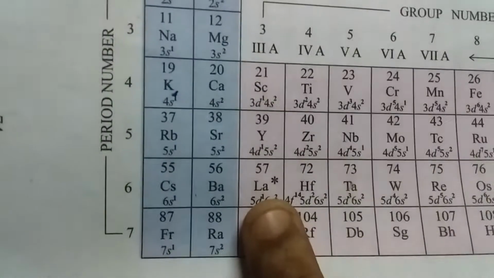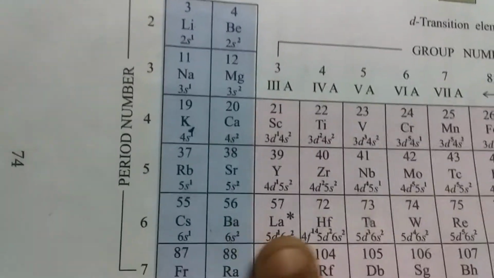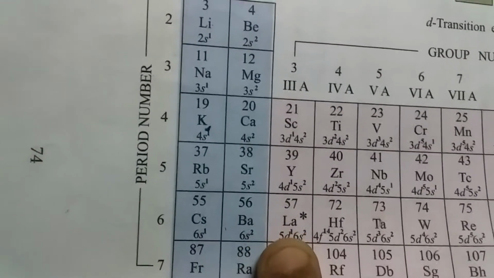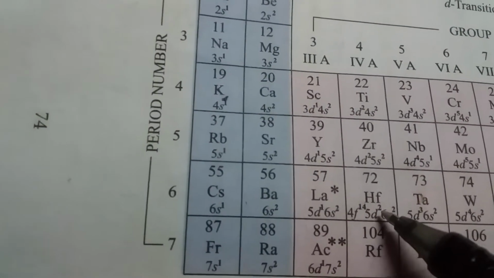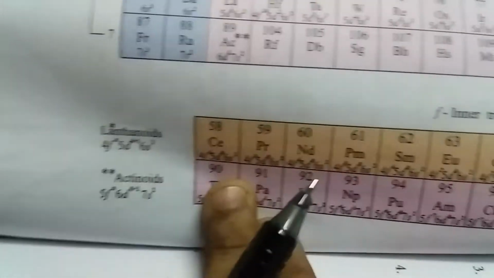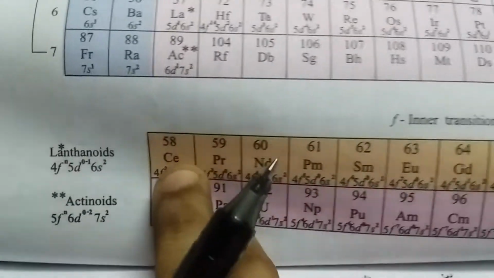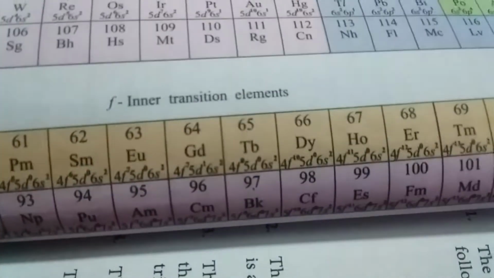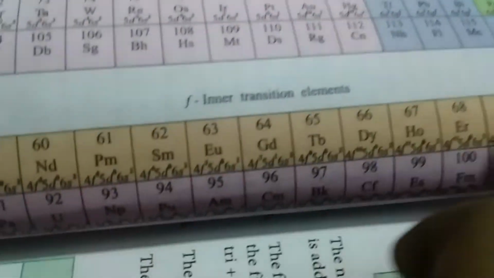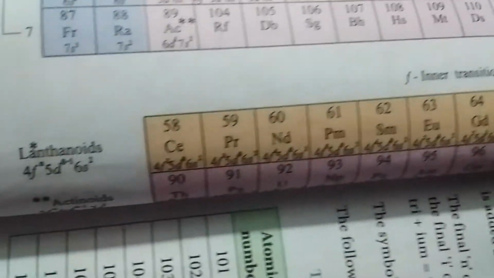Here, the 4f orbital in the sixth period, after 57, that is the lanthanides. After 57, up to 72, the 14 elements are kept in the lower end of the periodic table, that is cerium 58 to 71, ending at atomic number 71. These 14 elements are called the lanthanides.